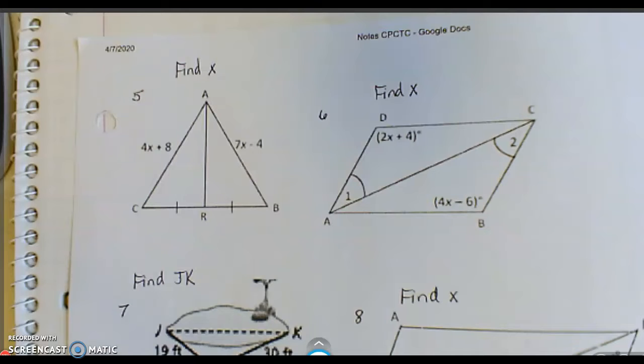Now, once we know that we have some congruent triangles, we also can find X and find the angles of other angles and things like that. And so that's what I want to look at next.